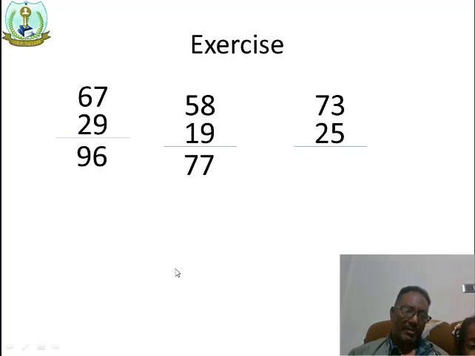73 plus 25. Now you have to tell me how to add this. We will focus on 25, and we will make it 20. When we make it 20, we will add it to 73. That will be 93. And we add 5. That makes 98. Very nice. Thank you.